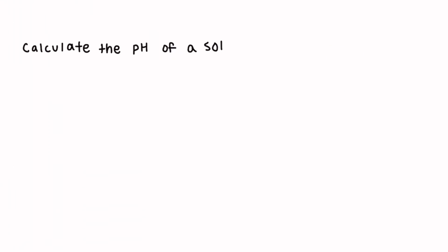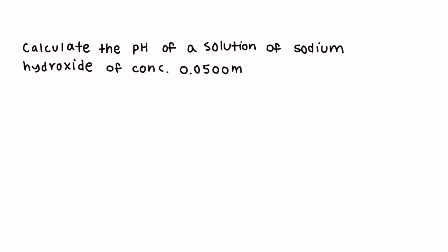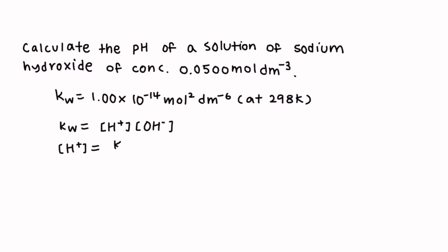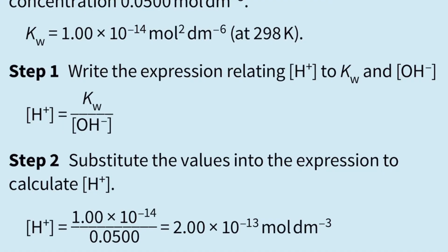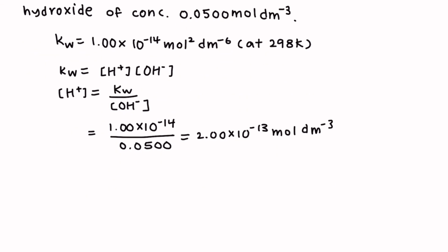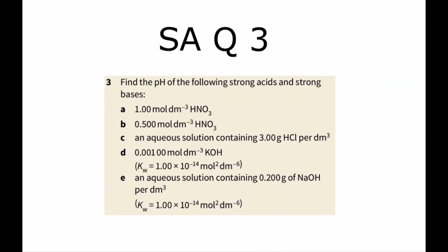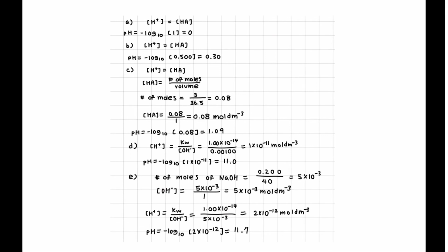Calculate the pH of a solution of sodium hydroxide of concentration 0.05 mole per cubic decimeter. Since the concentration of hydroxide ion is already given, we can use Kw to find the concentration of H plus ion. Then we can put the H plus ion concentration into the pH equation to find the final answer, pH. Let's solve SAQ 3. These are the final answers.